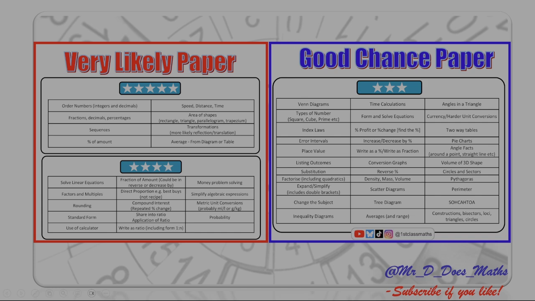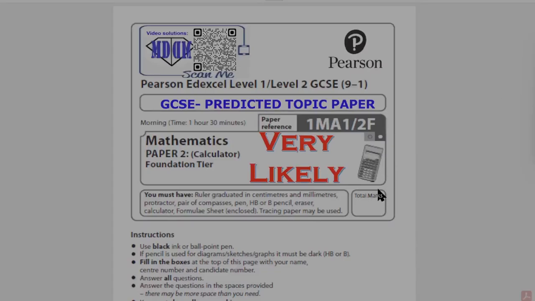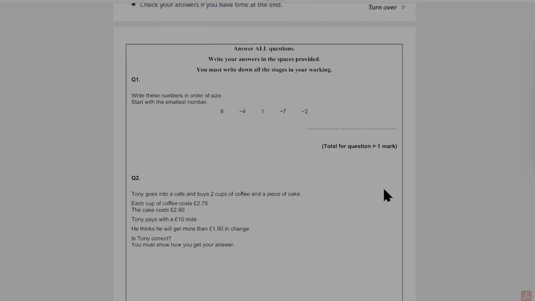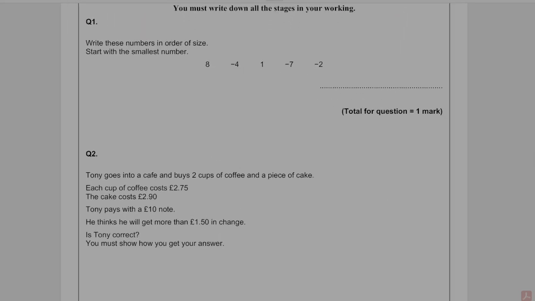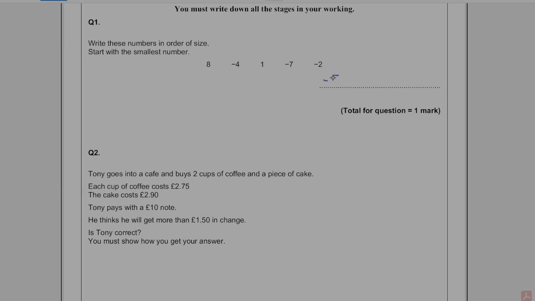Right, let's get into the paper. Okay, question 1. Write these numbers in order of size, starting with the smallest. So the smallest value here is -7. So we've got -7, followed by next smallest, -4, followed by next smallest, -2, followed by 1, then 8. Separate them with commas, and there we go.